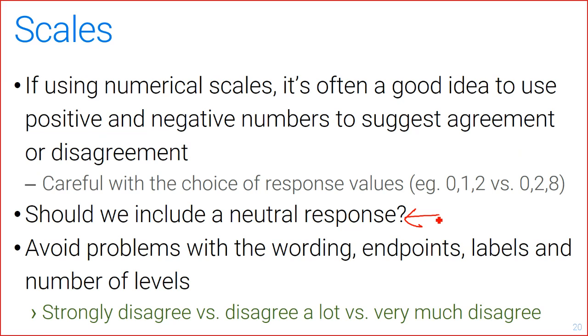And of course, we have to try to avoid problems with the wording, the endpoints, the labels, etc. So think about the difference that you might have. How might you bias the results? If you ask people whether they strongly disagree, a lot, or very much disagree, do you think people can give you different answers depending on how you ask?